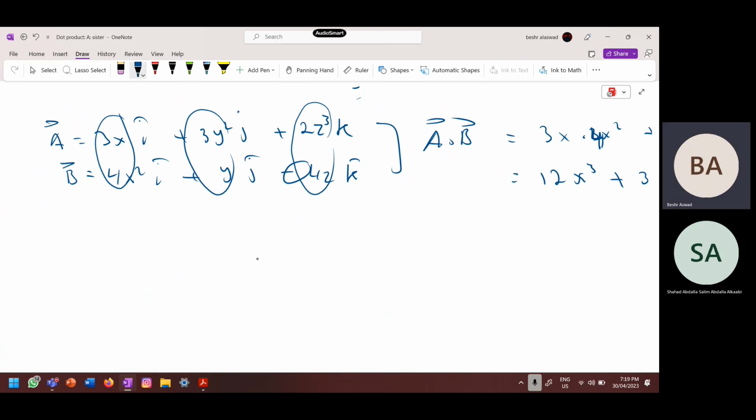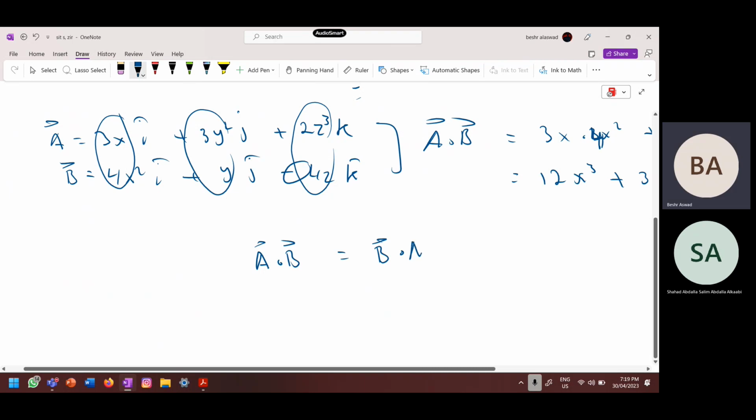Also, another note on dot product, that a dot b is equal to b dot a. These terms are equal, so you can start with the b, then you'll get the same answer.